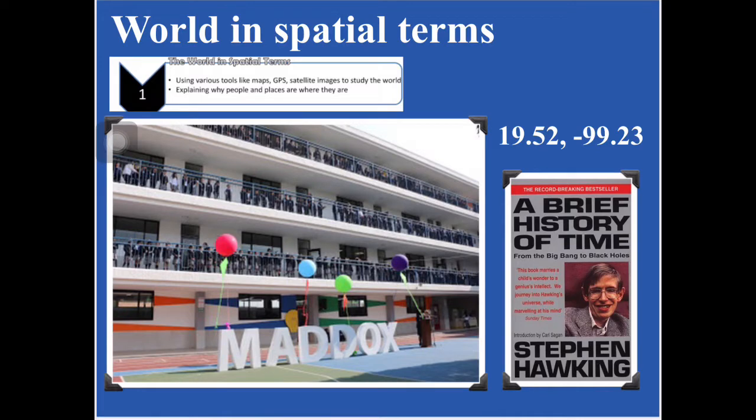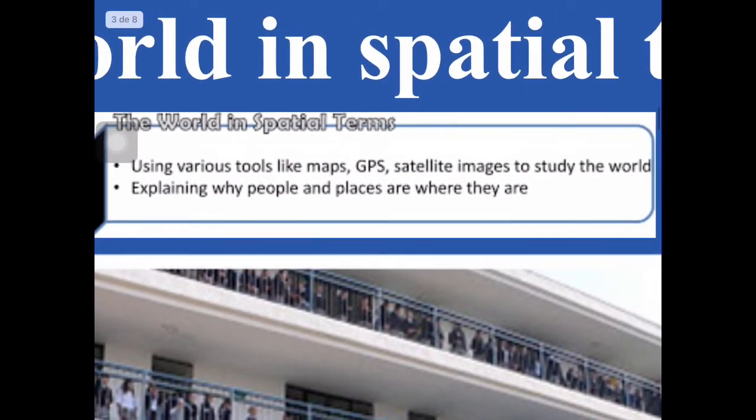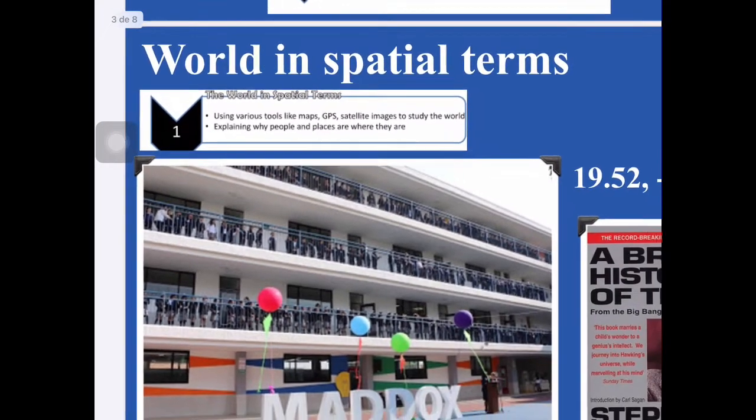That is pretty obvious. And for example, if you want to have some place to produce paper, you need to have a water source close by. So these are all things that are more related to economy, because in other terms, people do actually inhabit most of the world. But what I want us to think about over here is the first idea, using various tools like maps, GPS, satellite images to study the world. This is actually pretty interesting.